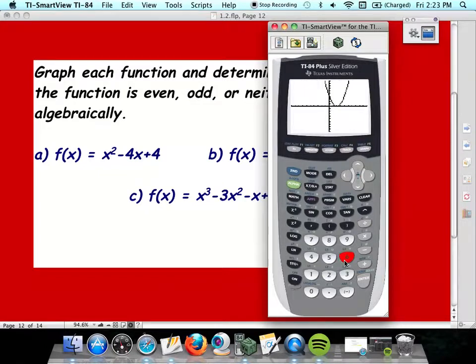I'm looking at that one. Looks like it's not symmetric to either one, so it's neither even nor odd. If it was, it would be either origin symmetry or y-axis symmetry, and it's neither one.